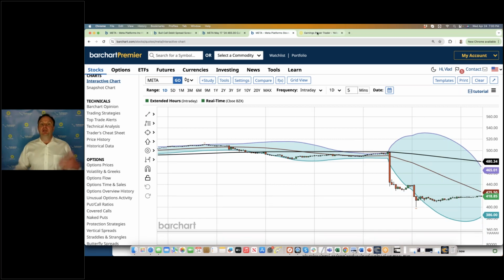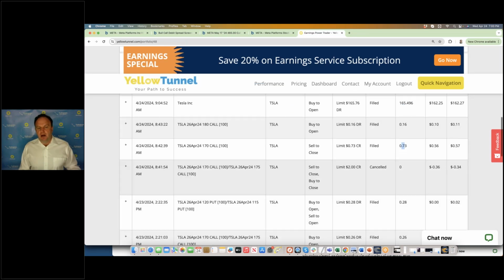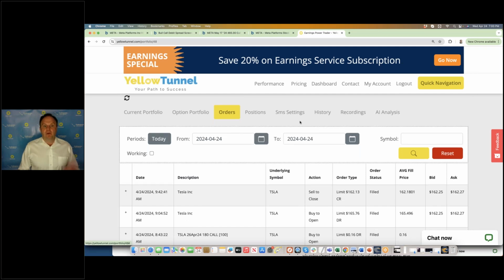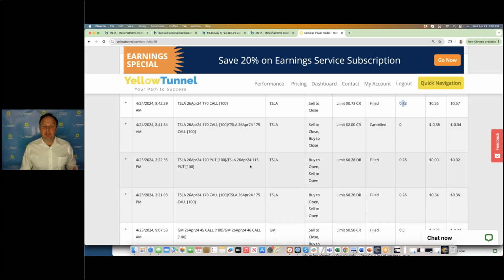At Yellow Tunnel, we actually use these tools. We use Barchart tools to come up with the strategies, and we send SMS messages, and you can see all of our orders and positions. And this is an example of where I traded Tesla. Right today, same thing. There was a large positioning in 170, 175 calls. And for that reason, I did buy 170, 175 calls. Tesla was up as much as 15%, but it did pull back at the end. So this is an example of a debit call spread that we do on Yellow Tunnel.